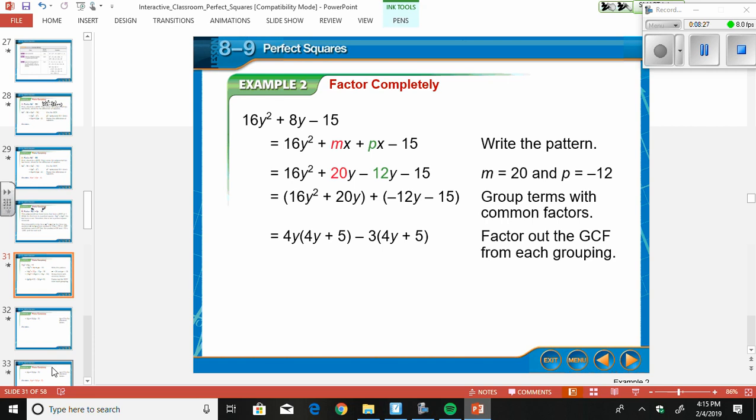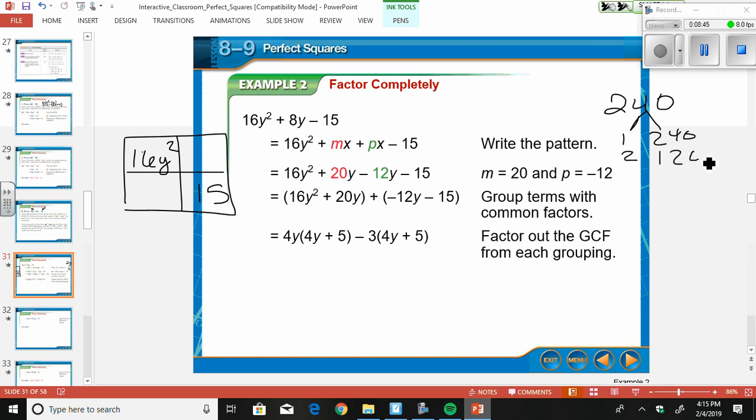They did it their kind of different way. We can use the window, 16y squared, and 15. 15 times 16 is 240. And you come up with your factors, 1 and 240, 2 and 120, 3 and 80, 4 and 60, 5 and 48, 240 divided by 6 is 40, 240 divided by 7, no, 240 divided by 8 is 30, 240 divided by 9, 240 divided by 10 is 24.